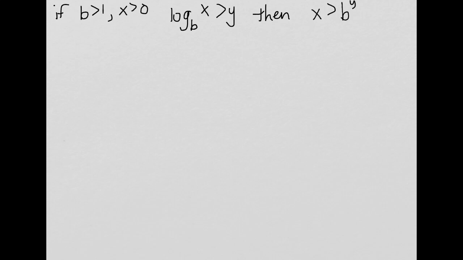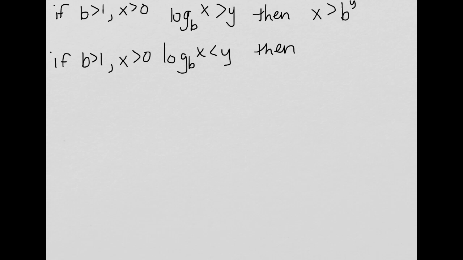Okay? If, same rules, b is greater than 1, x is greater than 0, but log base b of x is less than y, okay, then we have to make some adjustments here. All right, we need to make some adjustments to where then this falls between 0 is less than x is less than b to the power of y, so that we don't violate these rules of what that log value can be, right? A log value must be greater than 0, okay? So let me show you what I'm talking about here, okay?